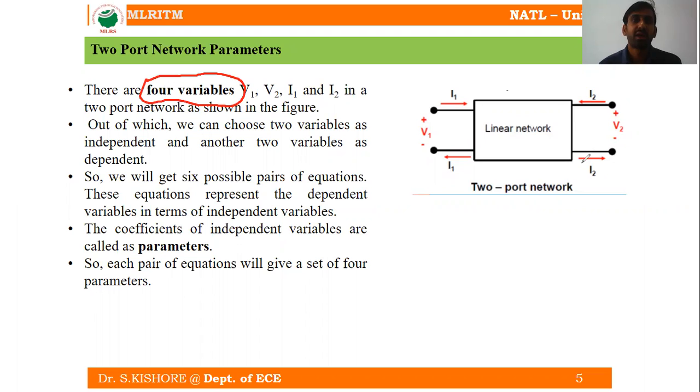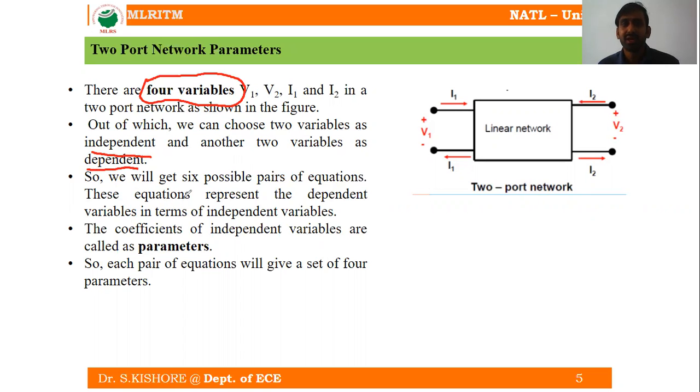When we get different types of equations or different types of parameters, we classify them based upon these four variables. How are we going to classify? Generally we choose two variables. It can be V1, V2, or I1, I2, or V1, I1, or V2, I2. It can be anything. We choose two variables as the independent variables and the other two variables as the dependent variables.